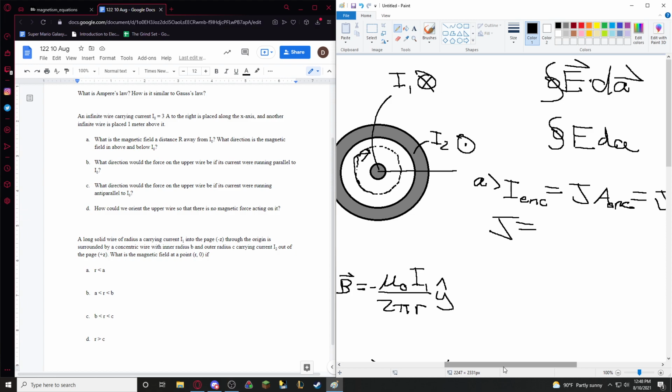Can you say what J is again? It's the current per unit area. So wait, wouldn't that be just current times area? Or divided. Oh, per, so divided. Sorry. Exactly. We literally just take the total current running through, the total current being I1, and divide it by the total area of the wire. That's it.